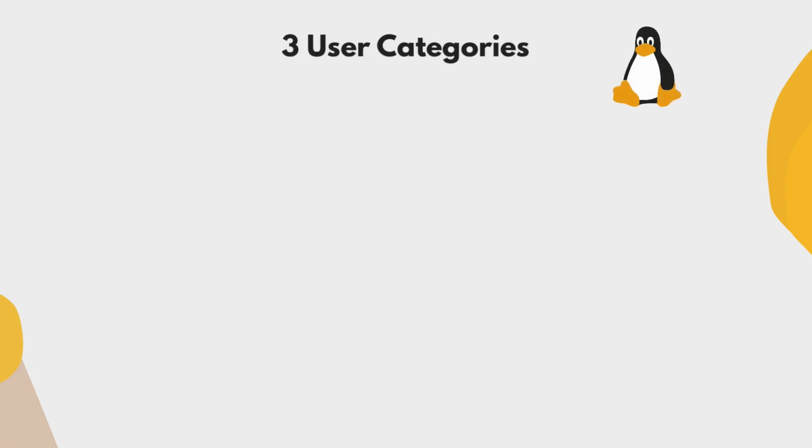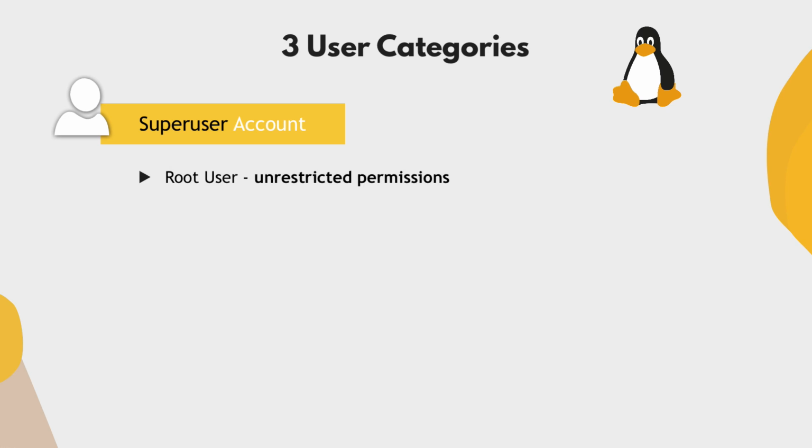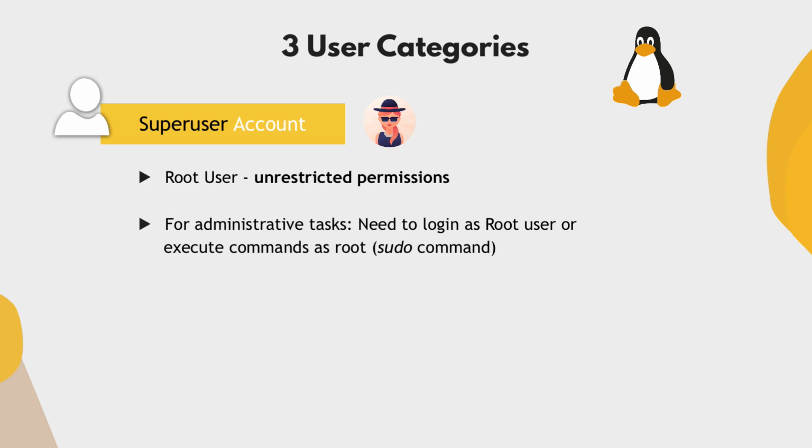First of all, there are three categories of users that we may have on a Linux system. First one is the root user. This is a special type of user that has unrestricted access and permissions to the whole system. Also called a super user because it can do anything. Whenever you want to do some administrative tasks or access restricted files, for example, on your system, you need to log in as a root user, or you need to execute commands as a root user.